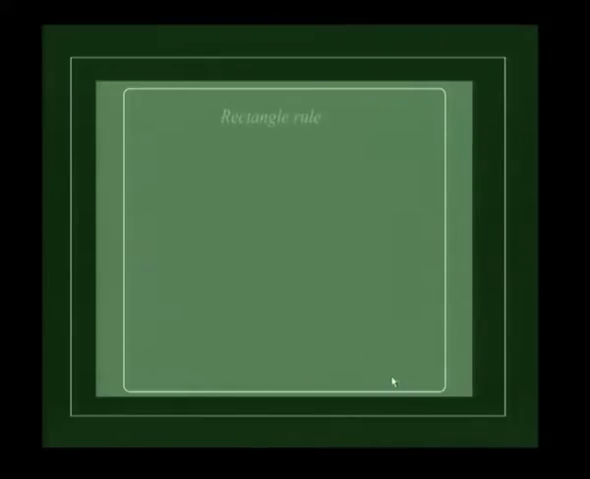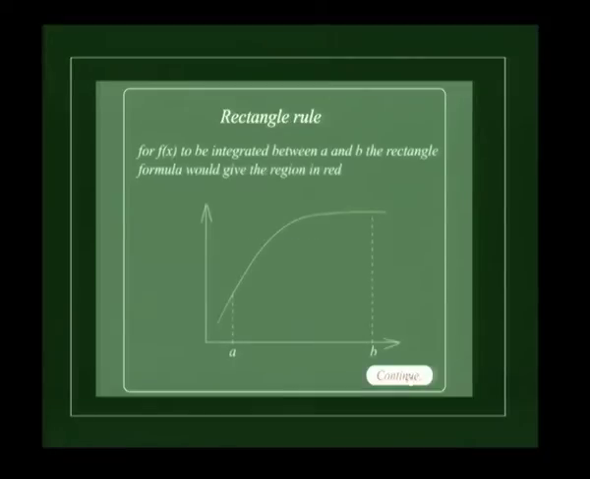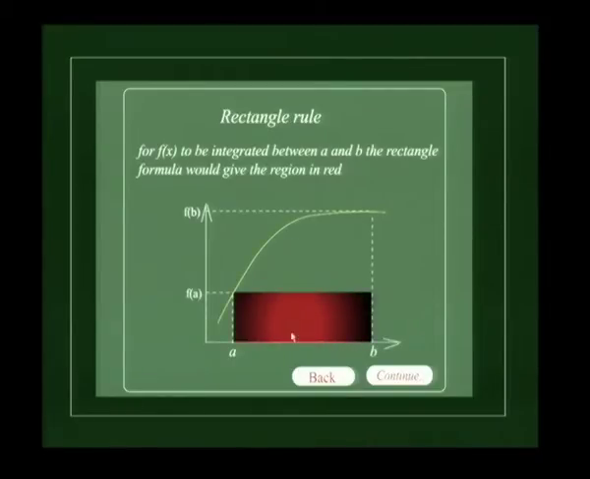For the numerical integration of a function f of x in the interval a to b, we have the rectangular rule, which said the integral is (b minus a) into f of a. So we evaluate the function only at one point and multiply it by the interval. That's the rectangular formula. Graphically, we have a function like this, and we just evaluate the function at one point and calculate the area under that rectangle.